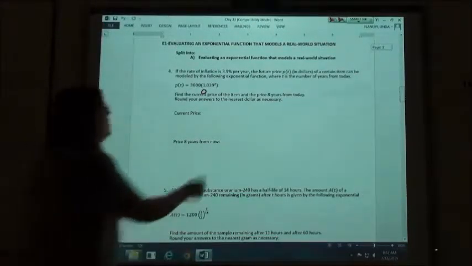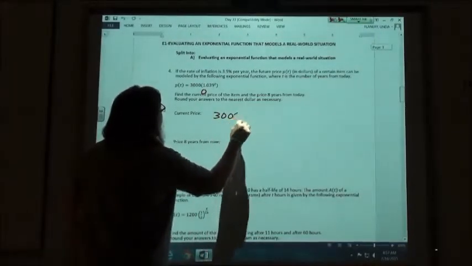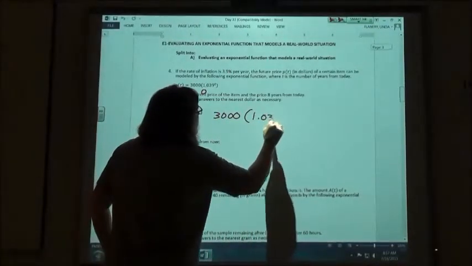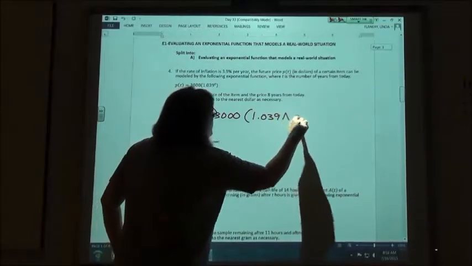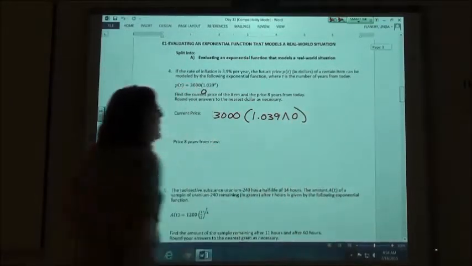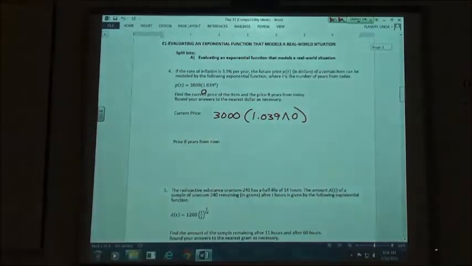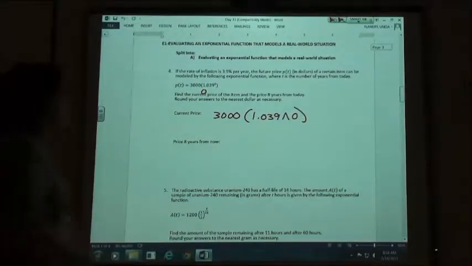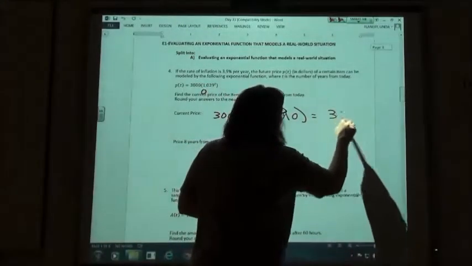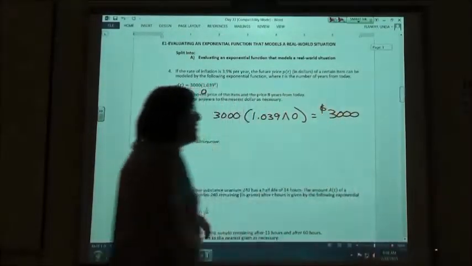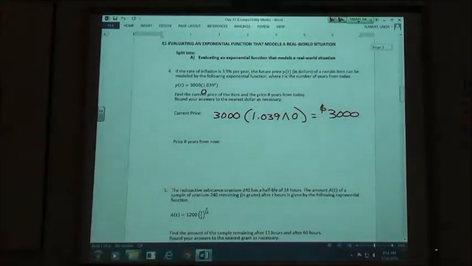So we're going to do 3,000 times 1.039 to the 0 power, and it's going to look something sort of like that. That one you maybe don't even need your calculator for. Anything to the 0 power is 1. 1 times 3,000 means my current price is 3,000, right? I just put my money in there. It hasn't changed in value any. I haven't gotten any interest.